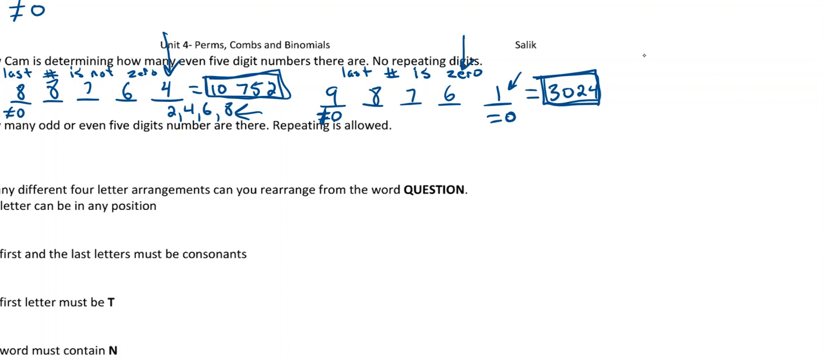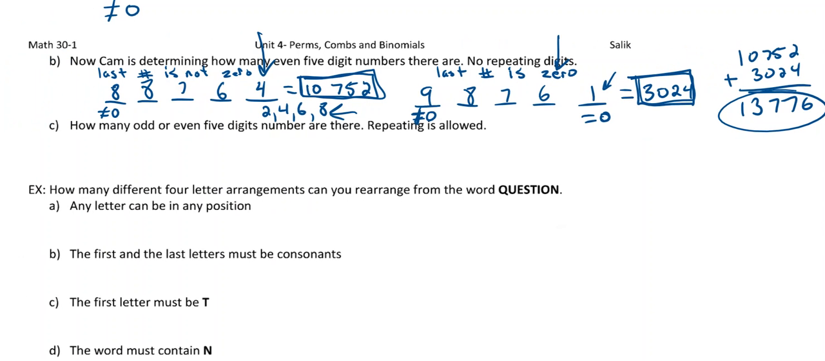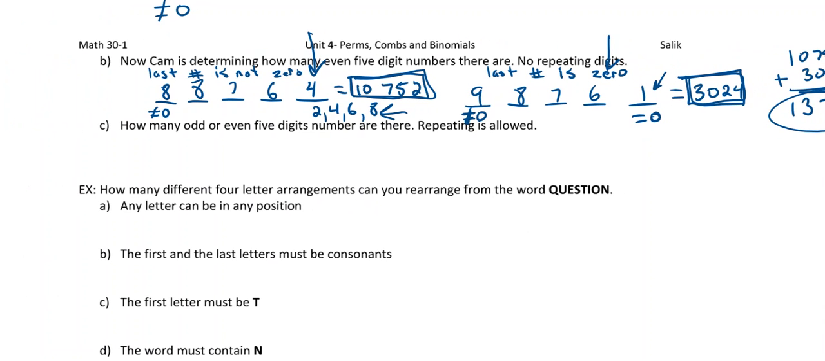So we'd say, okay, there is 10,752 plus 3,024, so we end up with 13,776. All right, like I said, that one can be a little tricky. And then this one's going to seem really simple now in hindsight.